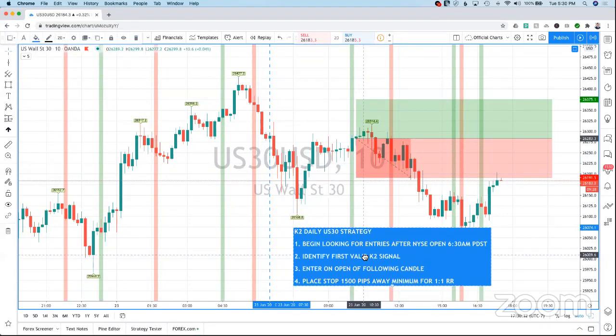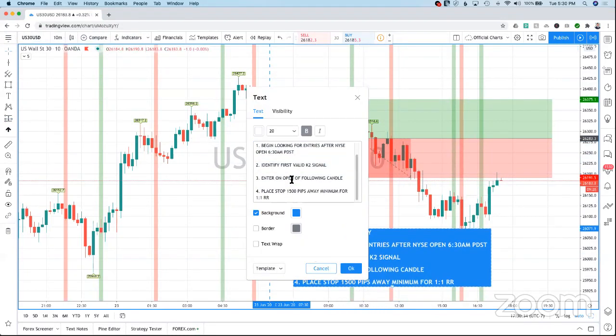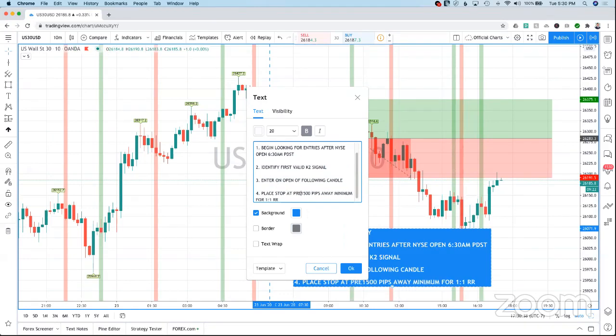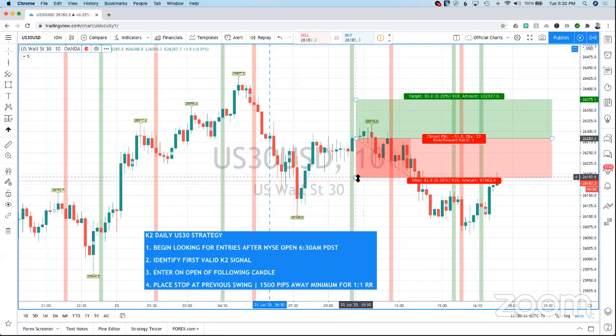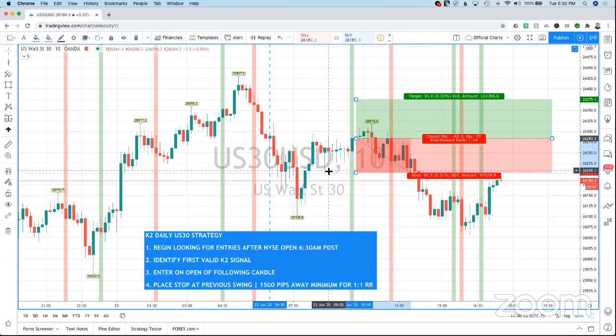And then what we're going to do is place our stop loss. I'm going to change this to the last one. So place stop loss at previous swing, but 1,500 pips minimum. Okay, so right here, we're going to place our stop loss at the previous swing, which is going to be this little thing right here.